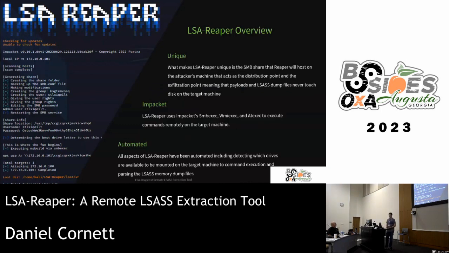So here's a little bit of an overview of it. It's unique in the way that it uses an SMB share as its payload distribution and exfiltration point. It uses Impacket as its main running point, and for anyone that hasn't checked out Impacket, it's a great collection of tools. It's really good for internal pen tests if you're going to be doing that, and it's fully automated. You just give it some arguments, and it does everything for you.